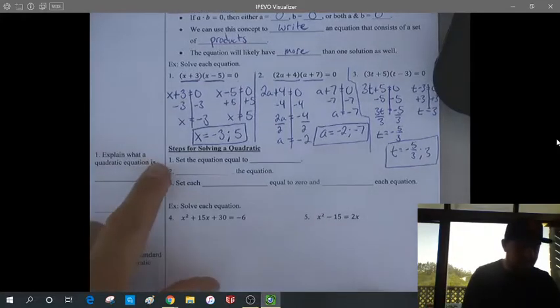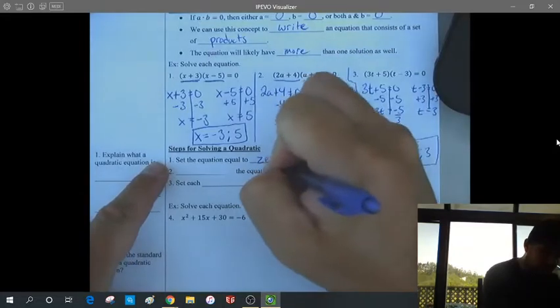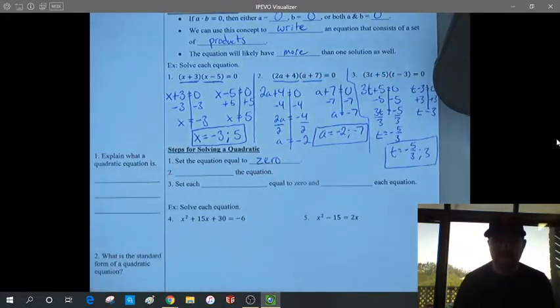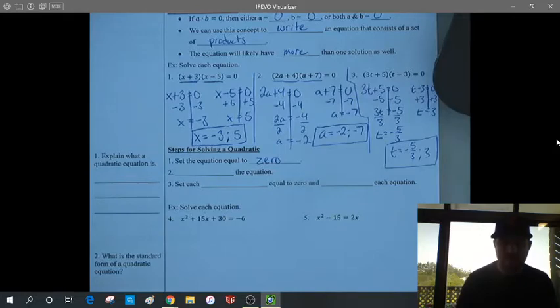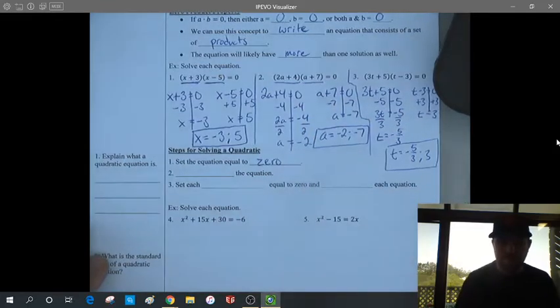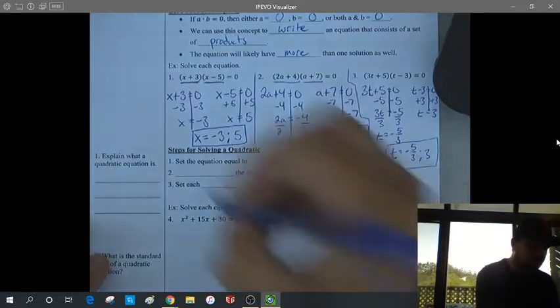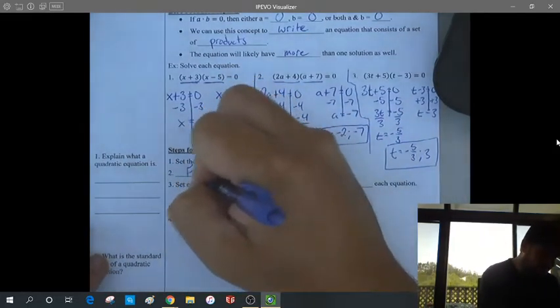So anyways, number one here, set the equation equal to 0 first is what we're going to have to do. So if it's not already set equal to 0, we have to get it set equal to 0, which means moving all the terms to one side, basically. And if we move all the terms to one side, then we get the equation set equal to 0, and then it'll be set up to have the zero product property come into play. For number 2, we then need to factor the equation.